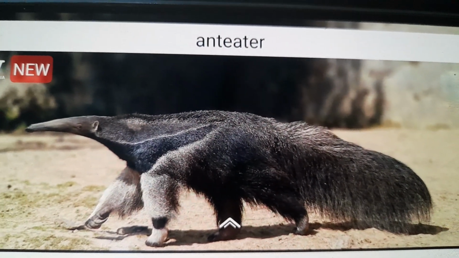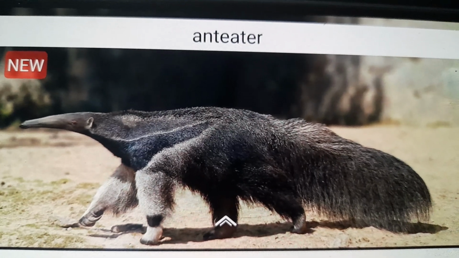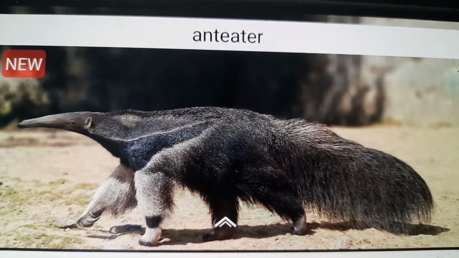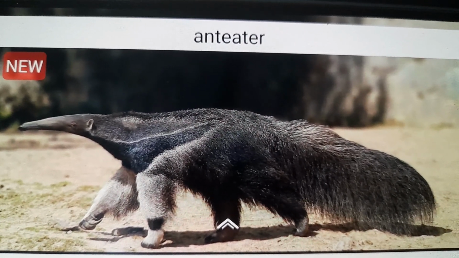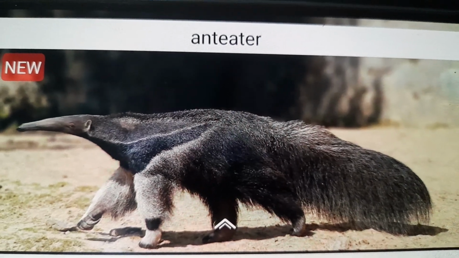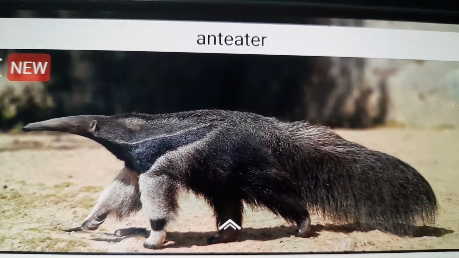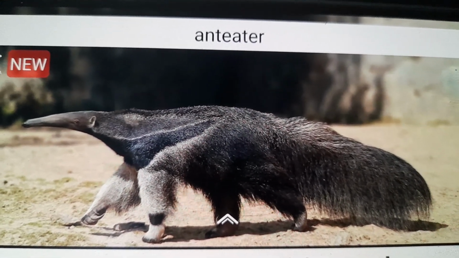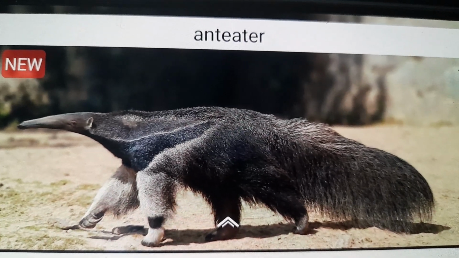The starfish lives in the sea. Do you know what starfish are also called? Starfish are also called sea stars.